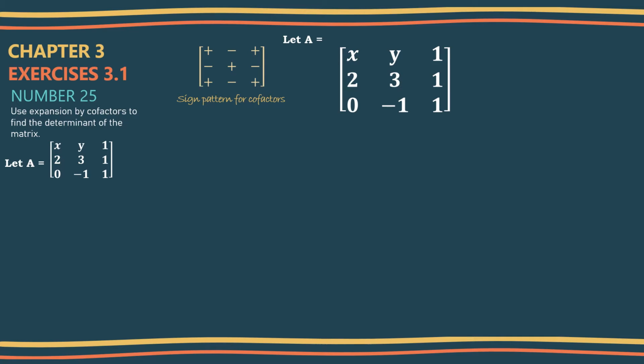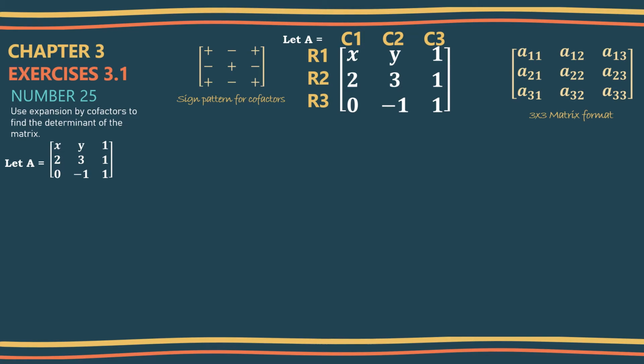And this is the sign pattern for cofactors for a 3 by 3 matrix. And for the format of a 3 by 3 matrix, we have this. And these are the rows and the columns of the matrix. Since we have a 3 by 3 matrix, we have row 1, row 2, row 3, column 1, column 2, and column 3. To start the expansion by cofactors, we should choose any row or any column from the given matrix. But for this given, I choose to expand the third row since it has 0.